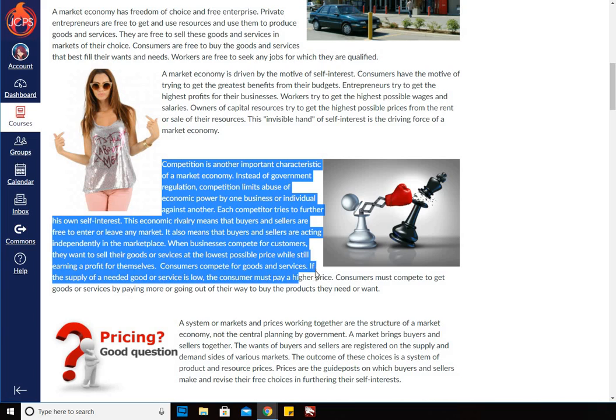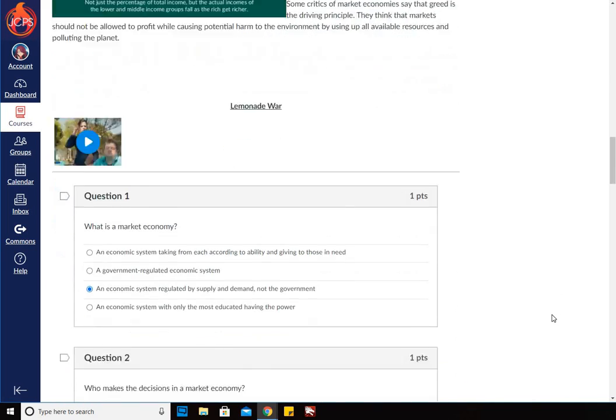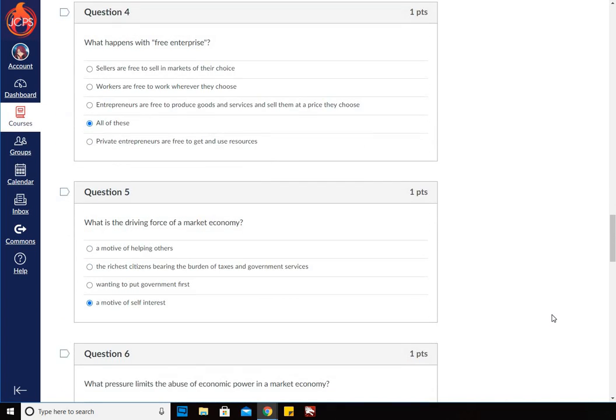Consumers compete for goods and services. If the supply of a needed good or service is low, the consumer must pay a higher price. Consumers must compete to get goods or services by paying more or going out of their way to buy the products they need and want. So number 6 is competition? Correct.